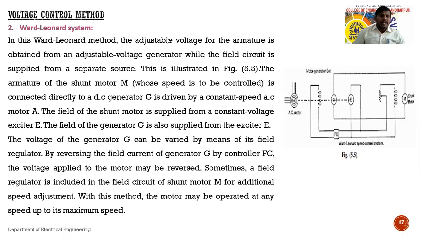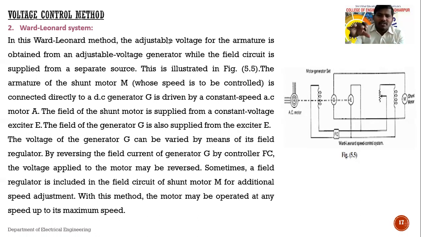The speed may be obtained from 0 to maximum in one direction and from 0 to maximum in the other direction. To achieve that speed control, we require one MG set, that is a motor generator set, in addition to the motor whose speed we want to control. Instead of using a DC shunt motor, we can also use an AC motor for providing mechanical energy to the generator.